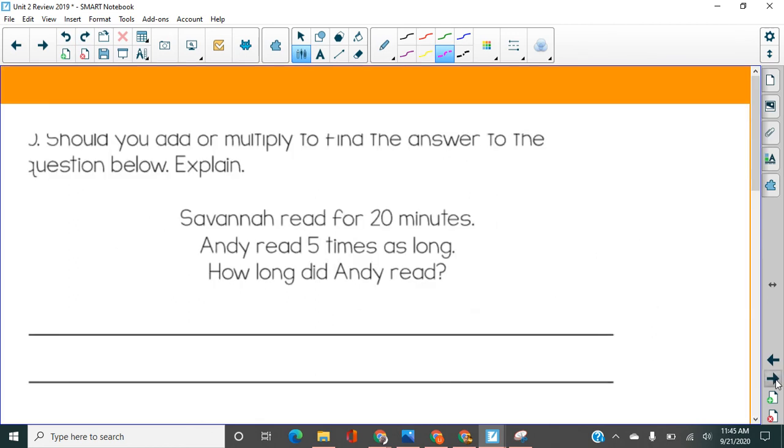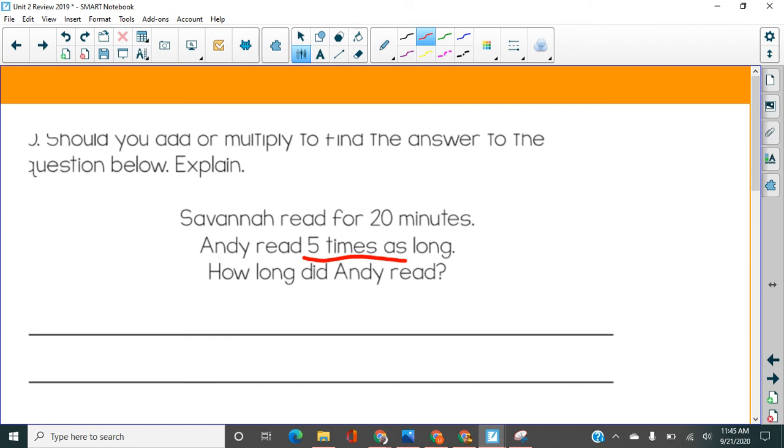All right, let's see where we're going next. Should you add or multiply to find the answer? All right. Savannah read for 20 minutes. Andy read 5 times as long. How long did Andy read? All right. Is this add or multiply? Okay, it is multiply. Why is it multiply? Okay, it is multiply because it talks about 5 times as long.